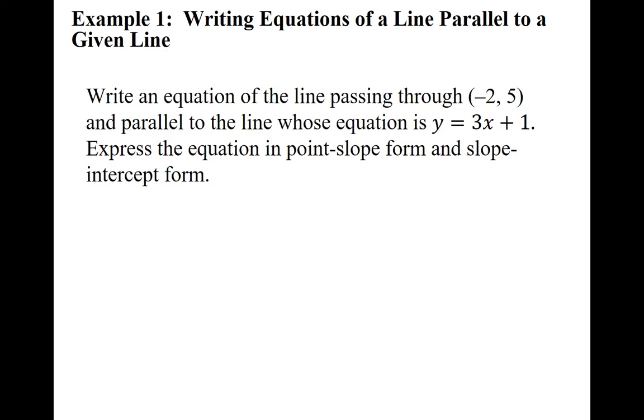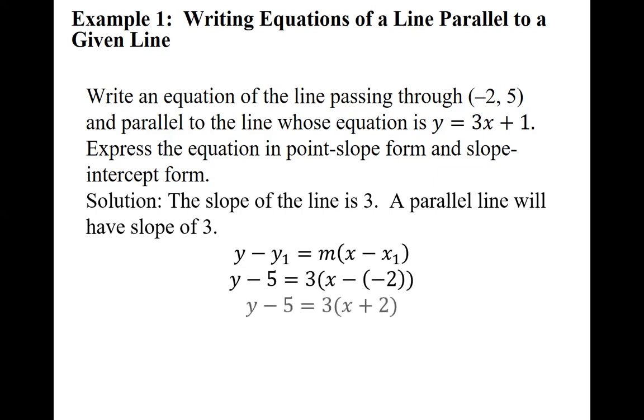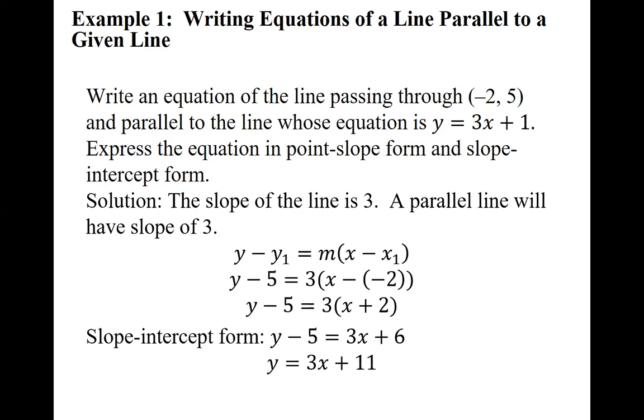So we're going to set up our point-slope form. And then we're going to plug in our point and our slope of 3. Being careful when we subtract x1 to subtract the entire -2, because minus a -2 becomes a +2. So that is our point slope form. To get slope intercept form, we would have to distribute the 3 to get rid of the parentheses, and then add 5 to both sides. Y equals 3x plus 11.